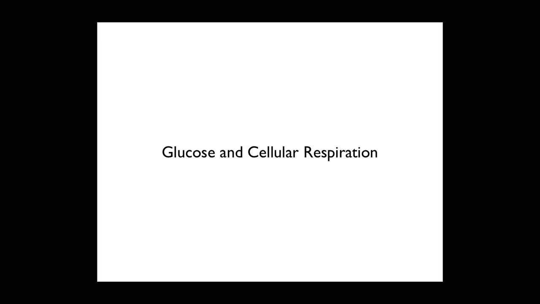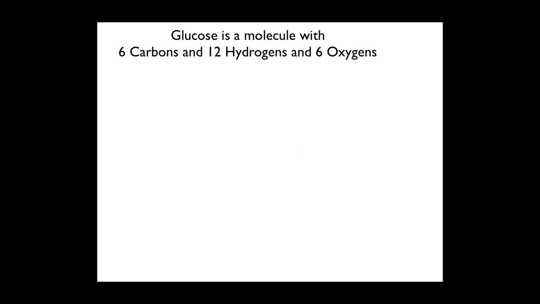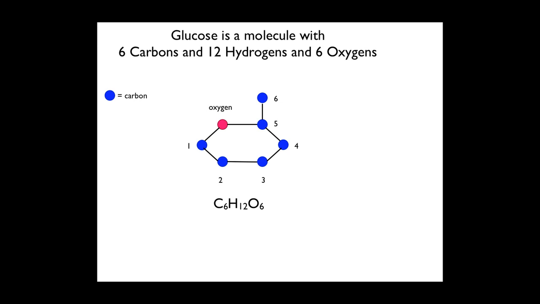Glucose is a molecule that is constructed from 6 carbon atoms, 12 hydrogen atoms, and 6 oxygen atoms. When these atoms bond together, they create a molecule glucose, and it often forms a ring structure like this. The blue dot represents carbon, and there are 6 carbons in glucose, 1, 2, 3, 4, 5, 6. The red dot represents oxygen. The chemical formula for glucose is C6H12O6, and this represents 1 glucose molecule.